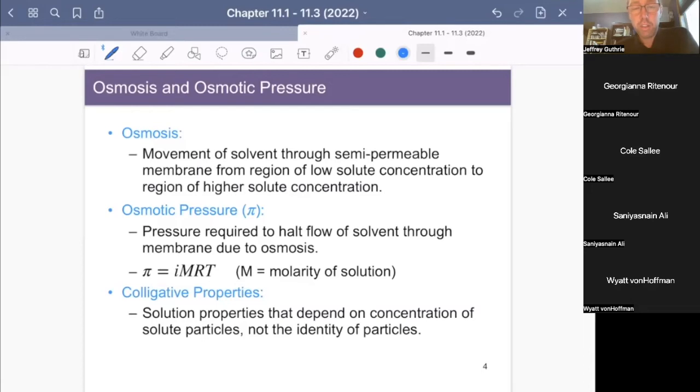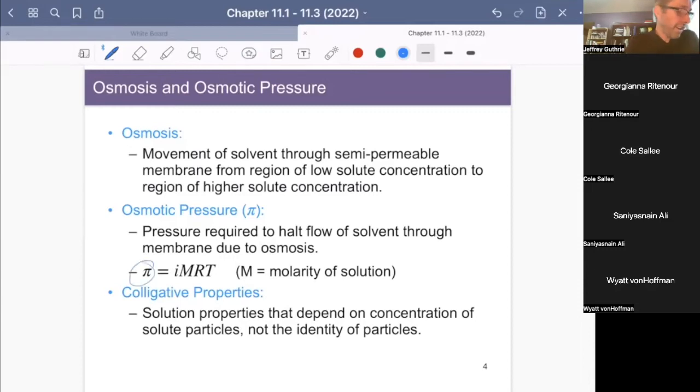If there was just a small difference in the concentrations of salt between the blood cell and the surrounding solution, then not a lot of water would move into or out of the cell. So there would be a lower osmotic pressure, because there's less of a difference in concentration. The greater the difference in concentration between either side of that semi-permeable membrane, the greater the osmotic pressure will be.